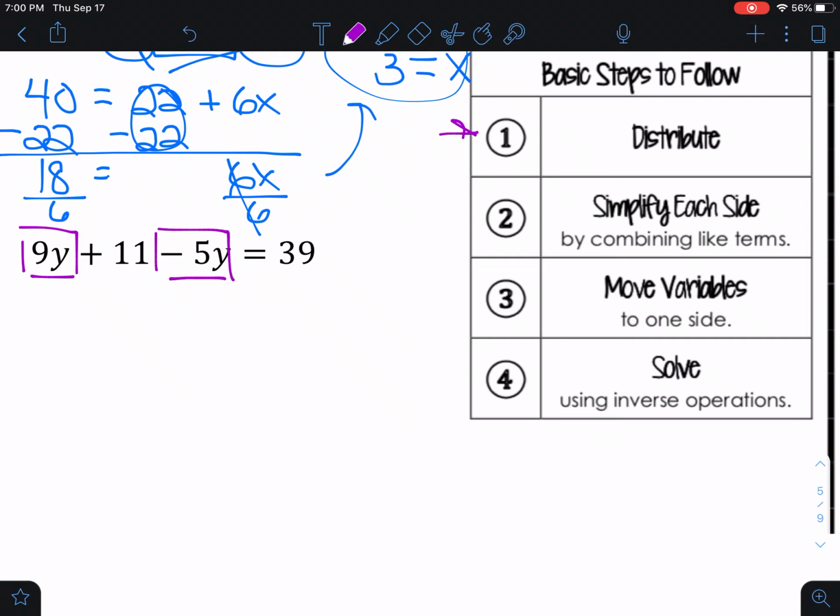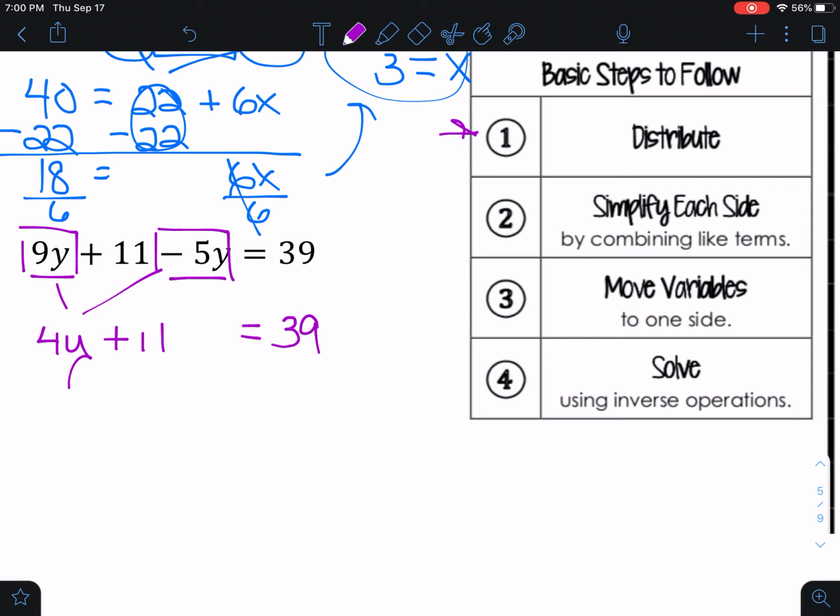Okay, so 9y minus 5y is 4y. So those combine to become that. And then now I have plus 11 comes down and equals 39. You notice how I'm kind of keeping this lined up. The equal sign stays in the same spot. I've kind of got a space there, but that's okay. That's just so I can keep everything lined up.